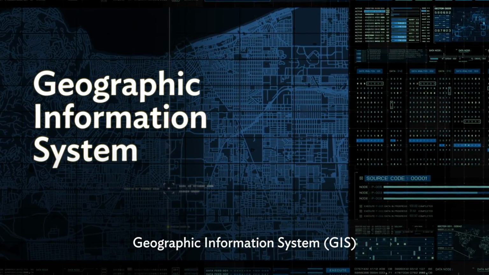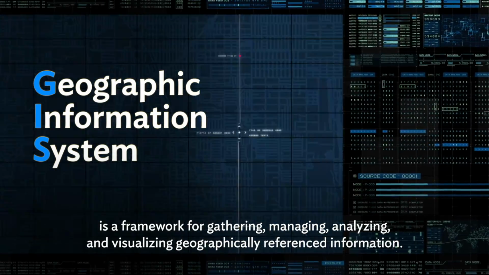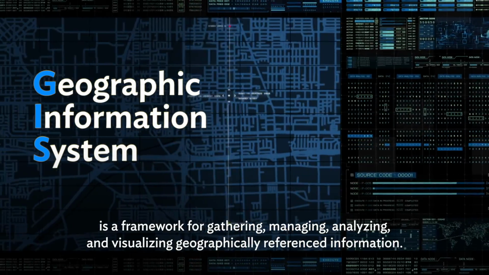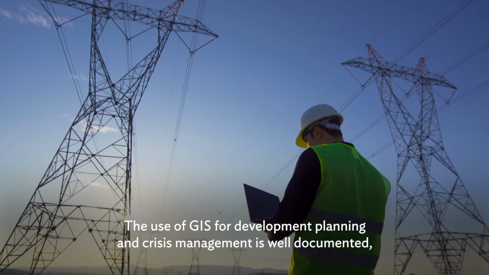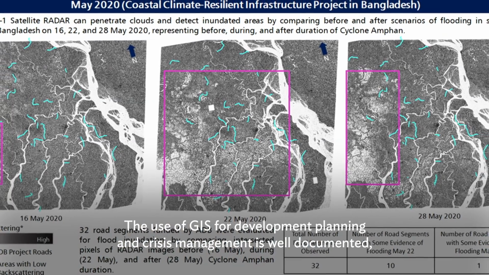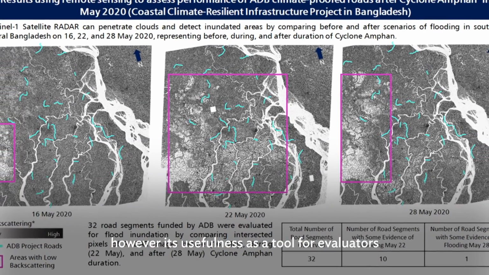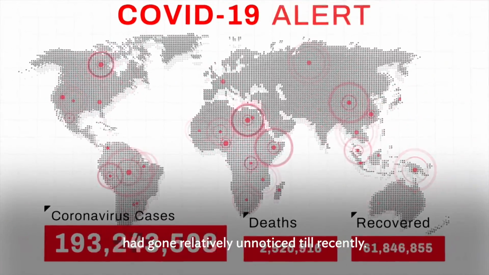Geographic Information System, or GIS, is a framework for gathering, managing, analyzing, and visualizing geographically referenced information. The use of GIS for development planning and crisis management is well documented. However, its usefulness as a tool for evaluators had gone relatively unnoticed till recently.